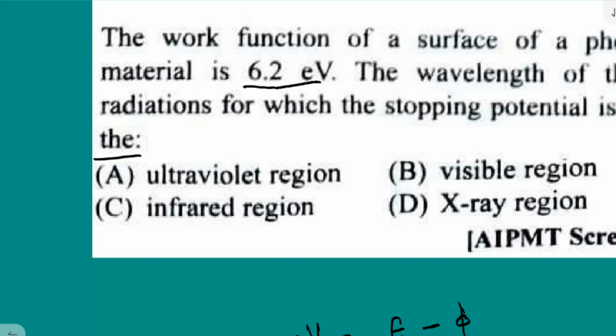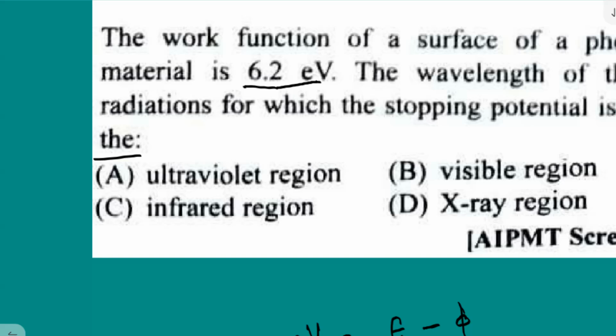Now we know that energy is hc by lambda. So from this, lambda is hc by E, and hc is 1240 electron volt nanometer divided by 11.2, and let us assume this is 11 basically. So that will give us 1240 divided by 11. So we will get 113 nanometer approximately.